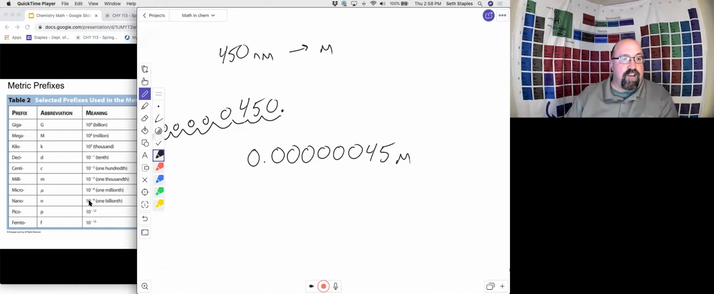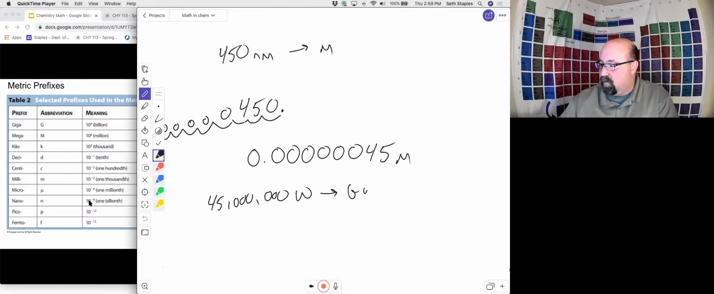Let's say I'm going the other direction. Let's say that I need to convert, if I have a certain amount of wattage, maybe I'm talking about electricity, and I need to convert 45 million watts over to gigawatts. So same thing. Now I'm starting here at my base unit, or we'll say to megawatts. We'll make that a little bit easier.